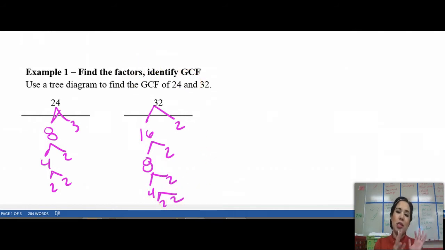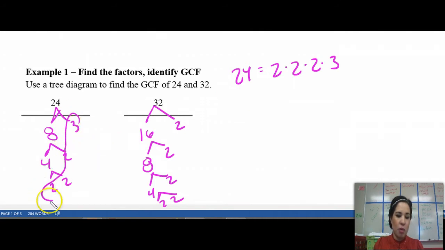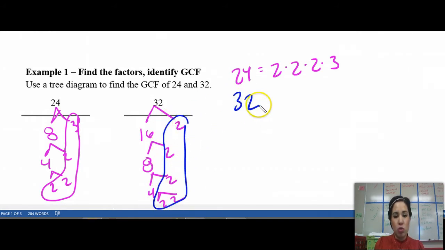So what am I going to do? These are called a prime tree. You should have learned probably in 6th grade how to do these. We're going to write down all the factors that they have. So 24 has factors of 2 times 2 times 2 times 3. All I did is I went to the very bottom of my tree and I got those numbers. Same thing over here. I'm going to go to the very bottom of my tree and get all those numbers. So 32 is 2 times 2 times 2 times 2 times 2.